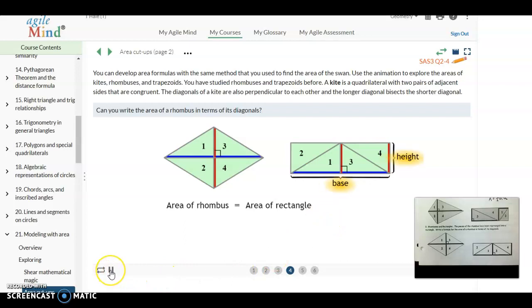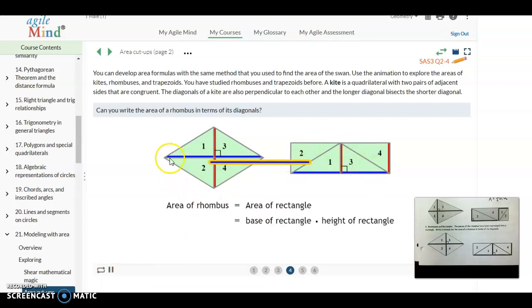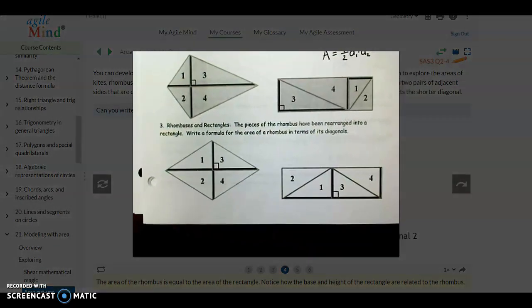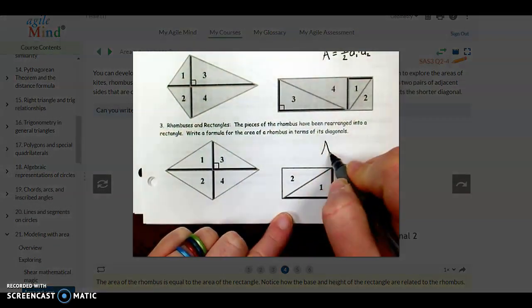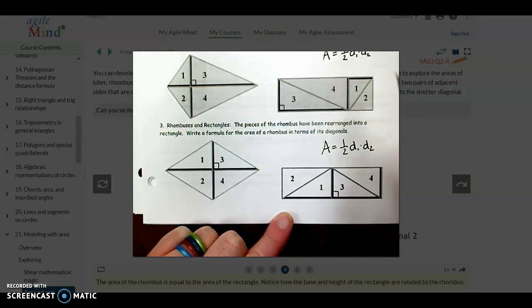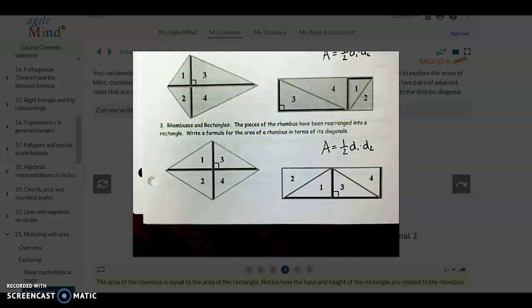And again, we find the area of a rectangle doing the base times the height. So we're going to see where the base and height of the rectangle came from in our rhombus. The base is this diagonal of the rhombus, and the height is half of the other diagonal. So again, we move that 1/2 to the front of our formula, and we get the same exact formula we did for the kite. Our formula for the rhombus: the area is 1/2 the product of the two diagonals again. Same exact formula that we had for the kite.